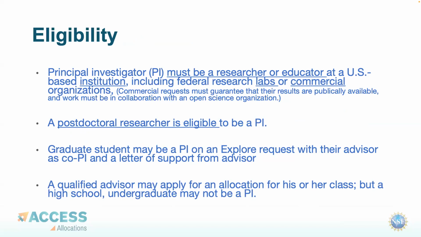On eligibility, essentially staff, faculty, researchers at an institution or even an individual are eligible to be a PI. Postdoc researchers are eligible to be a PI at a Maximize. Graduate students are not, but there's one thing nice in the ACCESS program: we will allow graduate students to be the PI on an Explore allocation. They use their advisor as a co-PI with an advisor's letter stating support. But otherwise, they could not be a PI at a Maximize or an Accelerate or Discover.